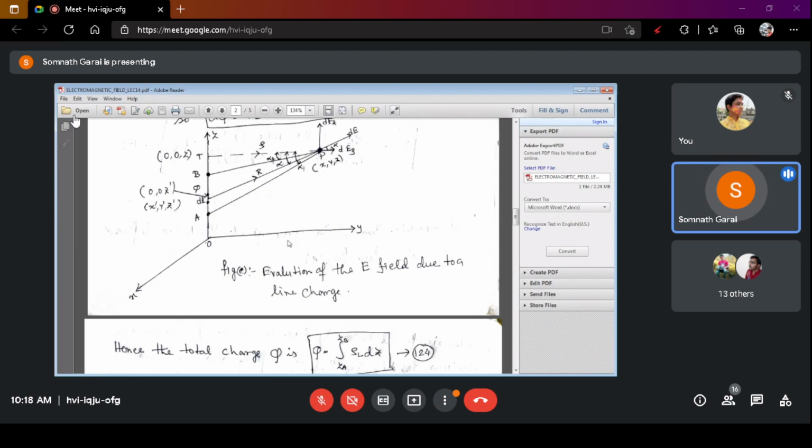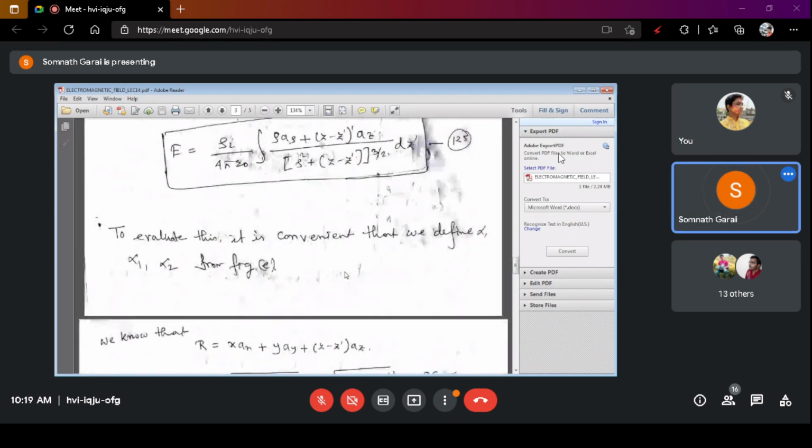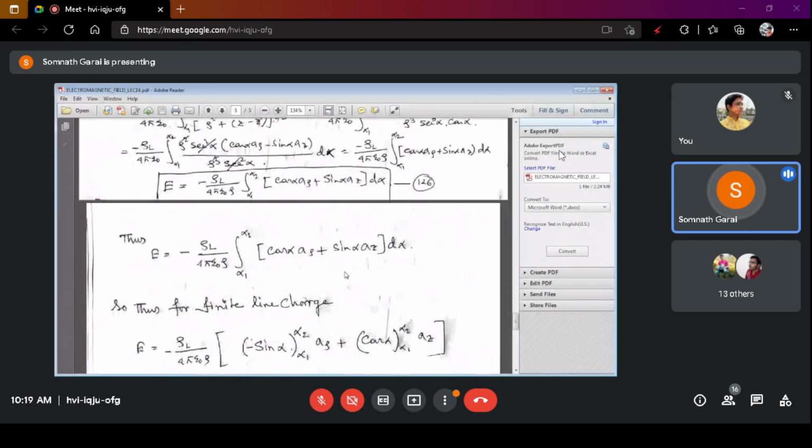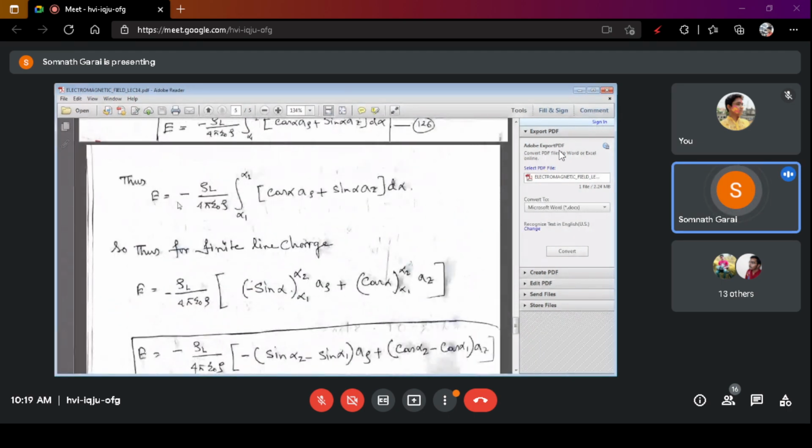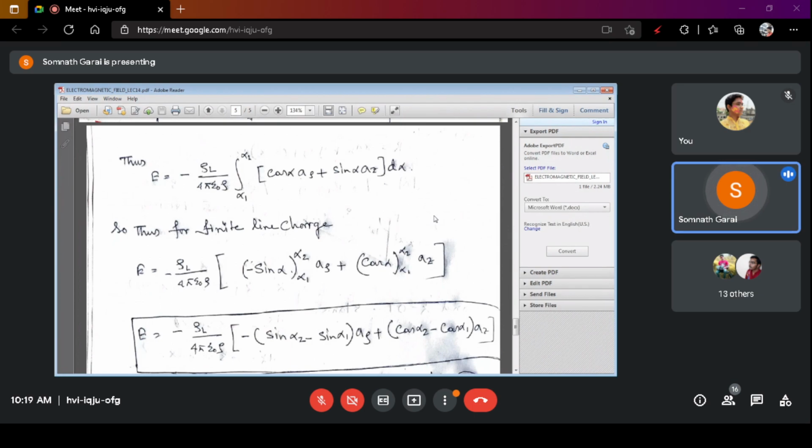It will be a finite length. So that will be E is equal to minus rho L by 4 pi epsilon naught rho, integral from alpha 1 to alpha 2 of (cos alpha a rho plus sin alpha a z) d alpha. Now, if we calculate it for the finite line charge, that means we have to calculate the integration and put in the values of the upper limit and lower limit.